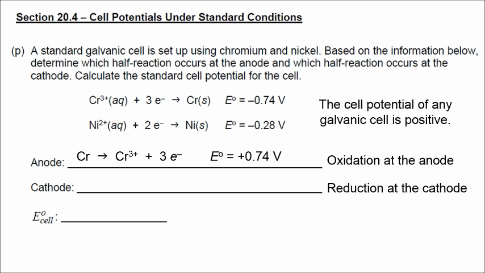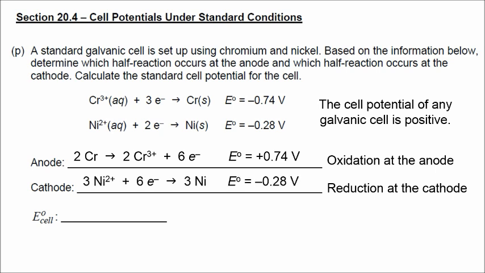We will have to multiply this by 2, but that still gives us a voltage of 0.74. Then we have the nickel reaction, which we multiply by 3. Does not change the voltage, so we still have negative 0.28 volts. We add those numbers together, so 0.74 and negative 0.28. The overall cell potential is 0.46 volts. So oxidation occurs at the anode, reduction at the cathode, and the cell potential of any galvanic cell is always positive.